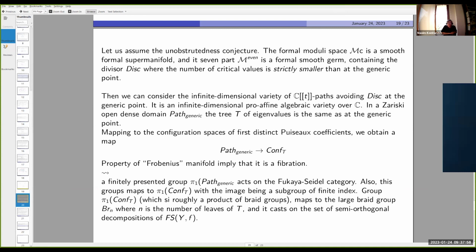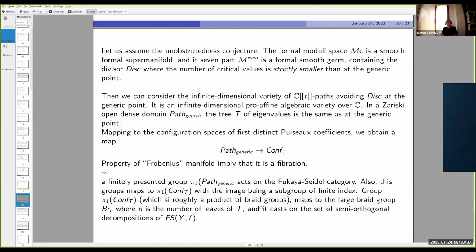So some big finitely presented group acts on the Fukaya-theoretic category, then it maps to the pi1 of the configuration space associated to the tree, which maps to the braid group, with the number of strands equal to the number of leaves of the tree. And the braid group acts on the set of semi-orthogonal decompositions, and the whole picture is a commutative diagram of groups acting on the category, and its image acting on the set of semi-orthogonal decompositions.